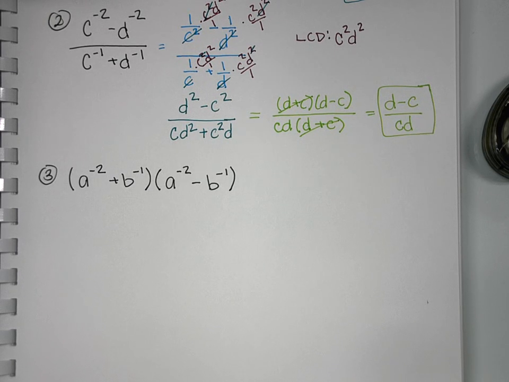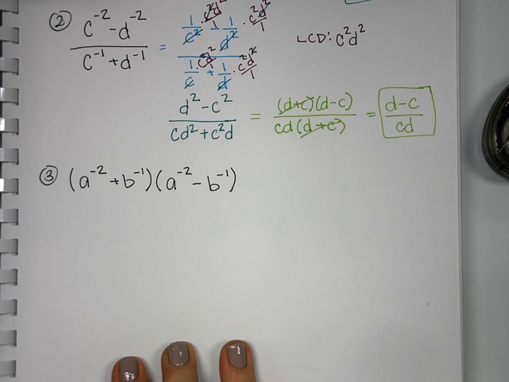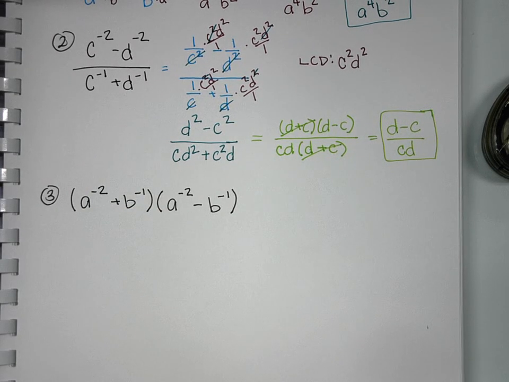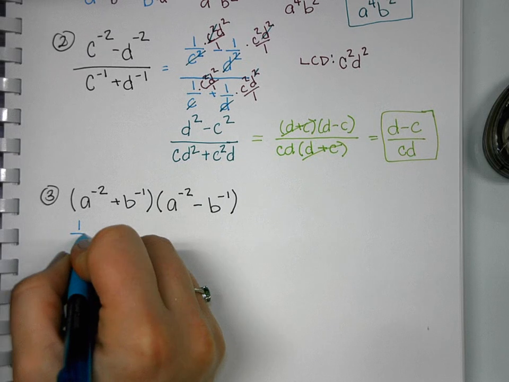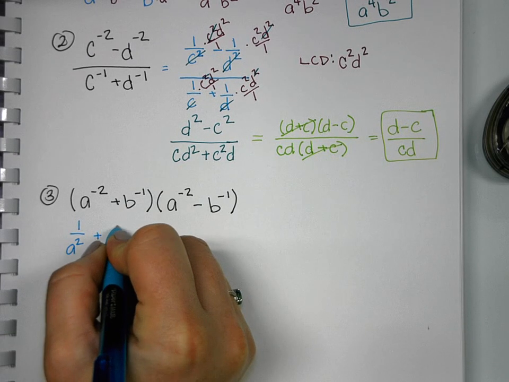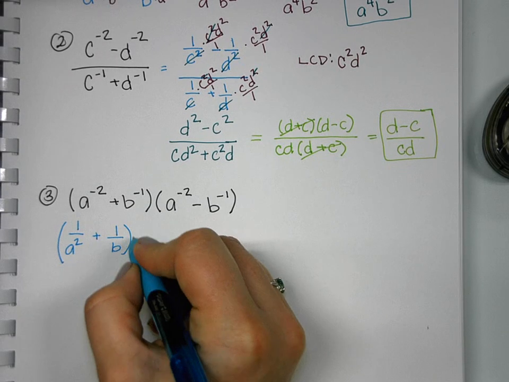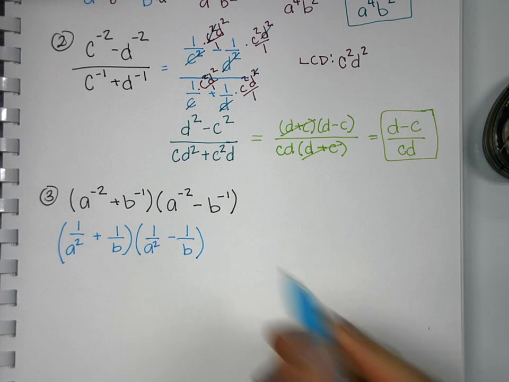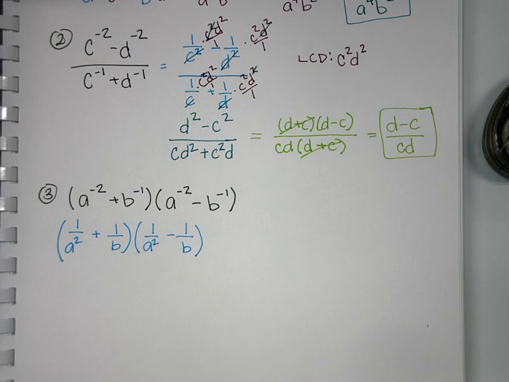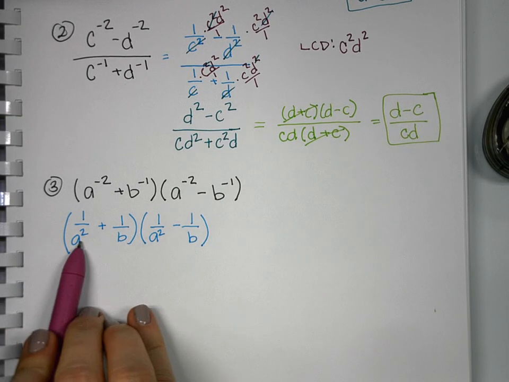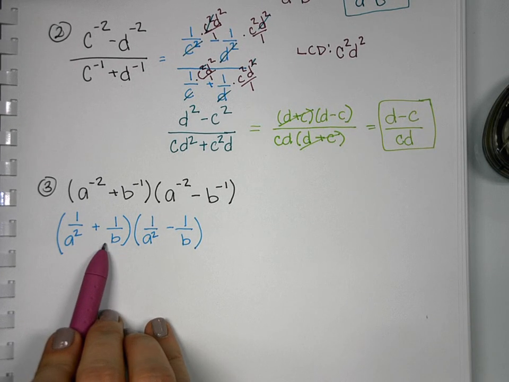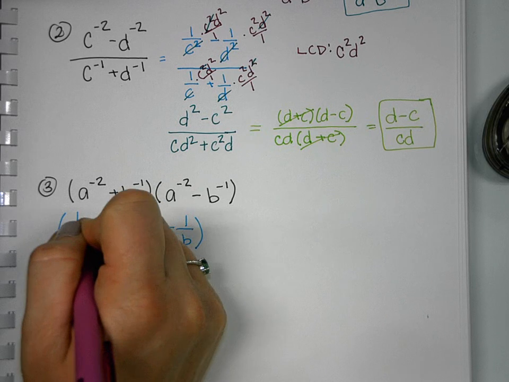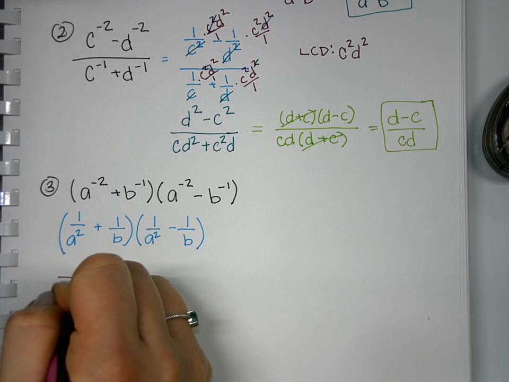The first way that we can do this is go about it like we did number 1, where we make this 1 over a squared plus 1 over b, and make this 1 over a squared minus 1 over b, and then get the LCD within each one. So add these two together like we did in number 1, and then add these two together like we did in number 1. So our common denominator here would be a squared b.